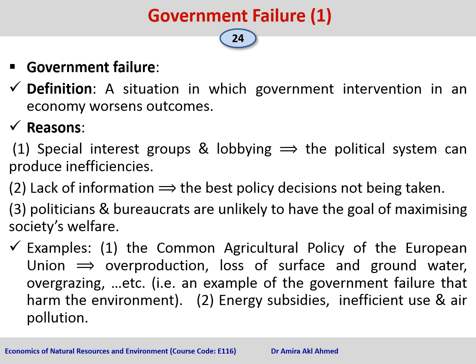An example of the government failure that has resulted in environmental harm is the Common Agriculture Policy of the European Union. This policy is based upon supporting farmers' incomes through the use of high product prices. Such a policy has resulted in overproduction and intensive farming, leading to a loss of surface and groundwater, overgrazing, etc. Another example for government failure that has resulted in environmental degradation is energy subsidies. Subsidizing energy tends to result in inefficient use of energy and thus more pollutant emissions to the air.